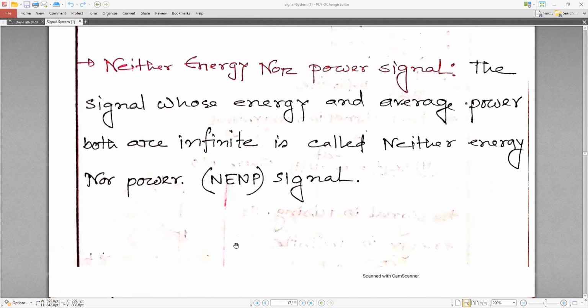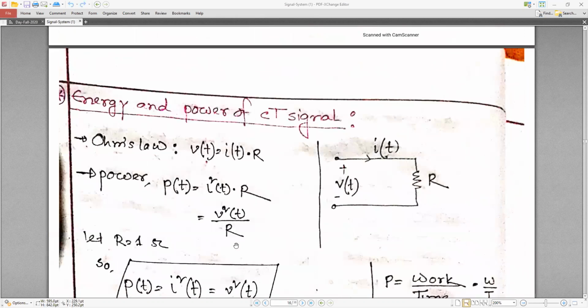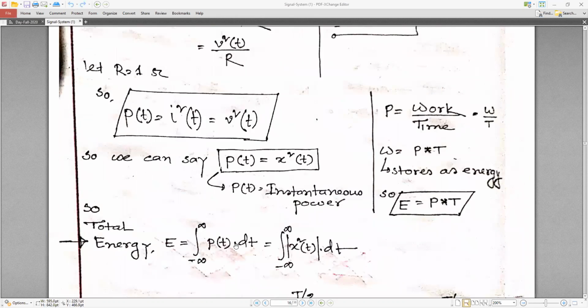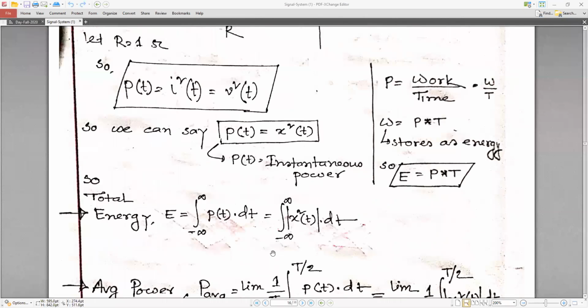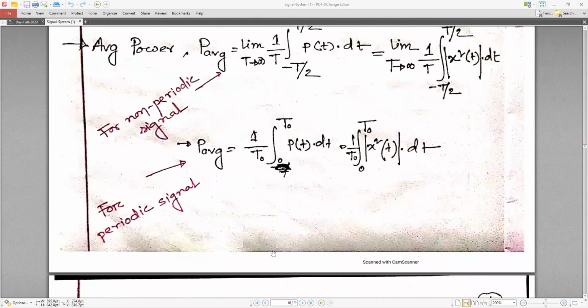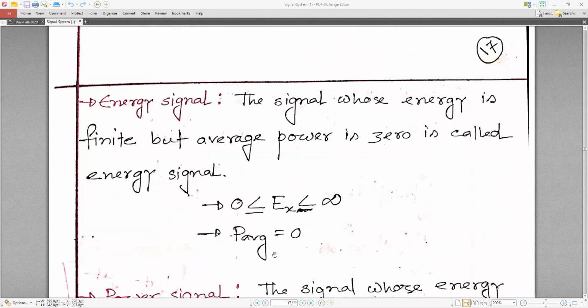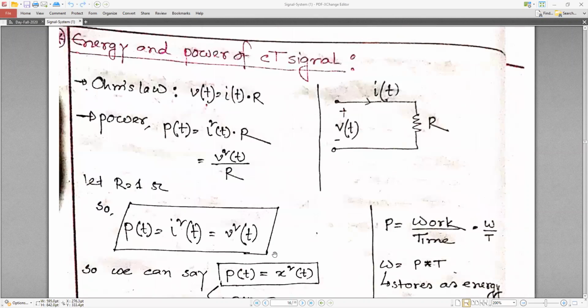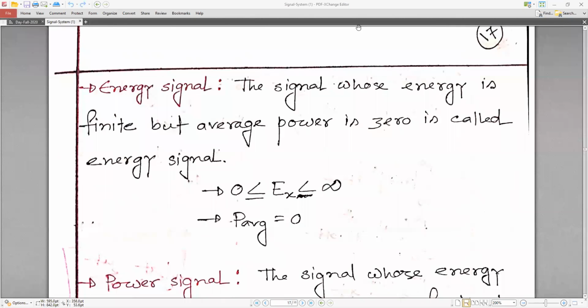We'll see this again tomorrow in the next class, God willing, if everything is fine. Then we'll start from the energy and power signal. Today I have shown you only a few things, the basic energy and power definitions. So I think I am stopping the sharing.